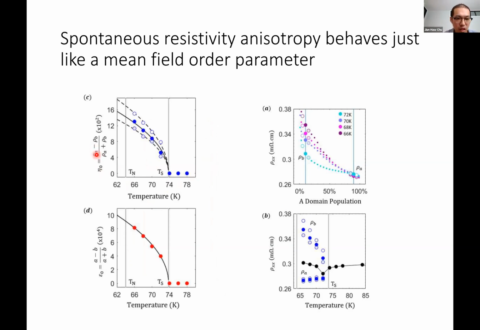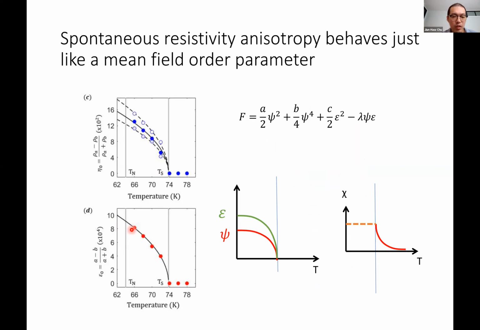So we define the resistive anisotropy as rho A minus rho B divided by rho A plus rho B. And it turns out that this temperature dependence of resistive anisotropy looks just like an order parameter, a mean field order parameter with a square root temperature dependence. And this looks exactly the same as the structural order parameter, where the structural distortion also has a mean field-like temperature dependence. This same behavior is actually expected from the mean field derivation if you believe that resistive anisotropy is a good proxy of the nematic order parameter.